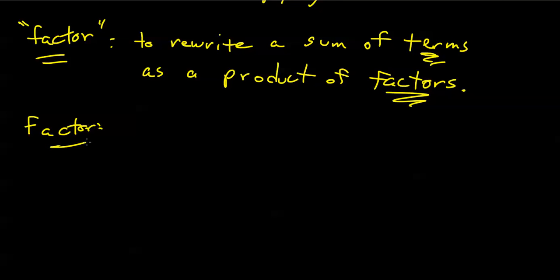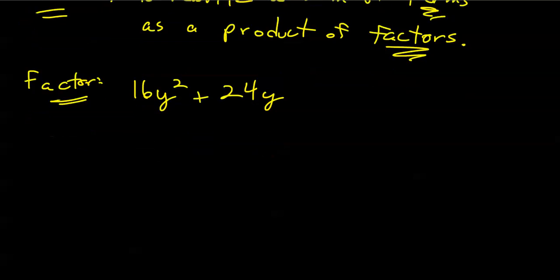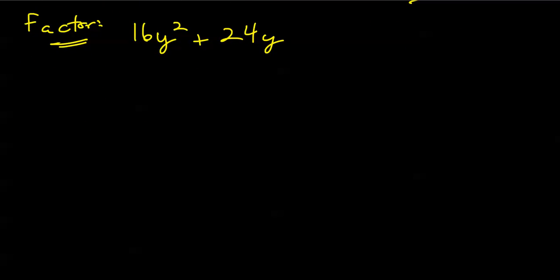If I ask you to factor this expression, 16y squared plus 24y, well, I have to ask myself, what is the greatest common factor of the two terms in this sum? Well, I like to look at the coefficients first. The GCF of 16 and 24, well, let's write it down here. GCF stands for greatest common factor. That means the greatest quantity that is a factor of both coefficients here in this sum. The GCF of the coefficients is, let's see, 8.